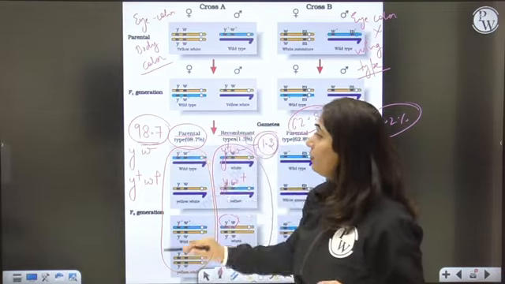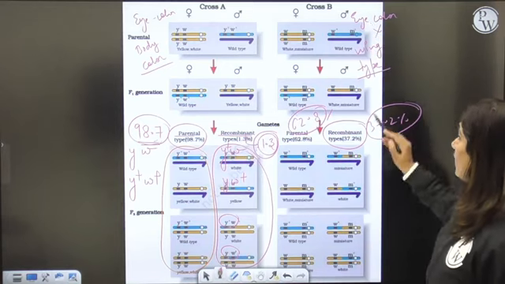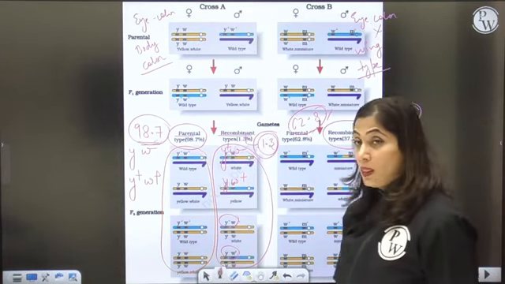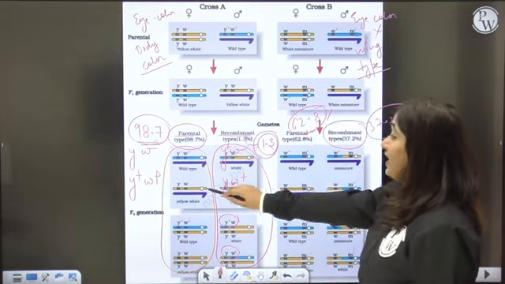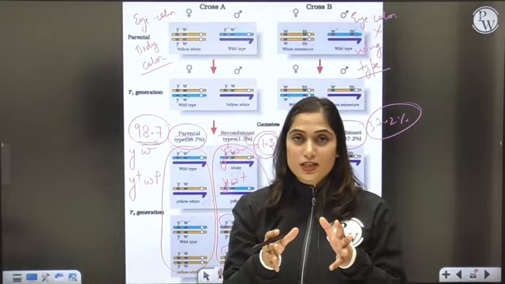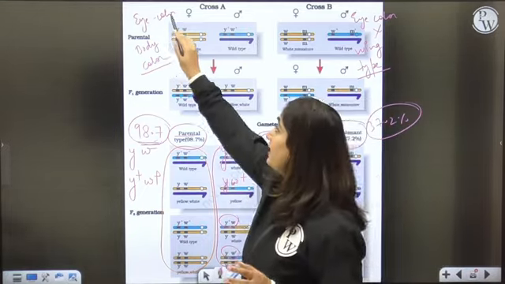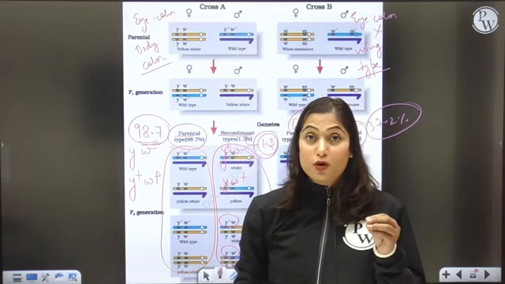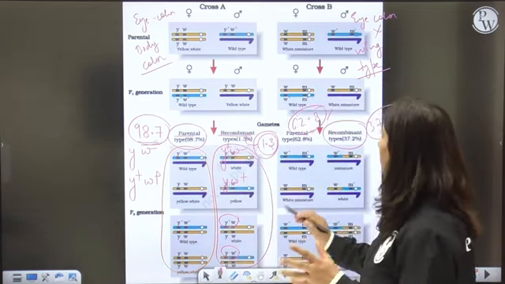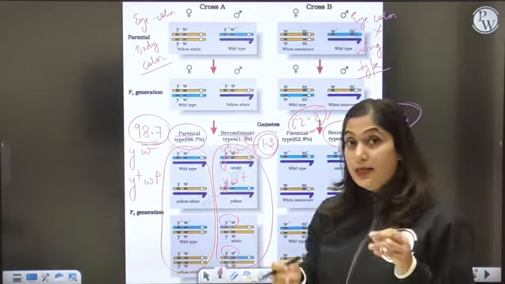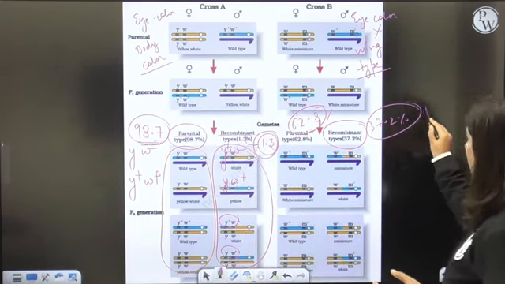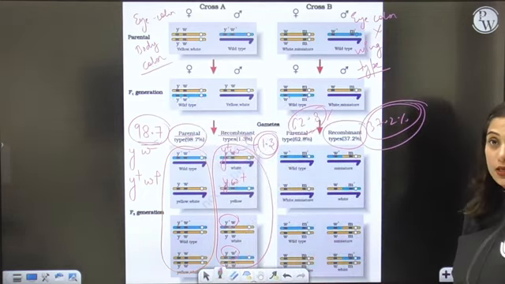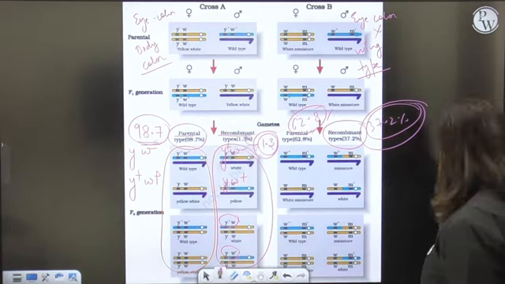So he did two sets of experiment. Eye color, body color, these are the parental combinations. Eye color, wing type, these are the parental combinations. So what we understood from this experiment, that there is more linkage between the genes eye color and body color, because here the number of recombinants is just 1.3%. But eye color and wing type has linkage, but the linkage is lesser than eye color and body color, because here the recombinants are 37.2%. So what is the conclusion?